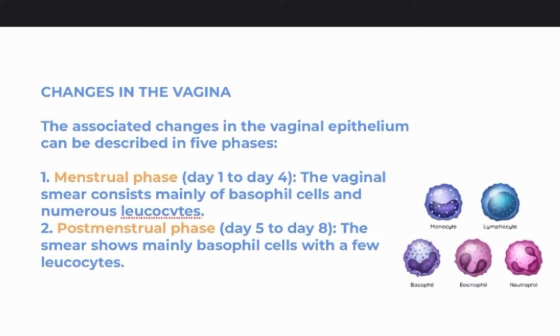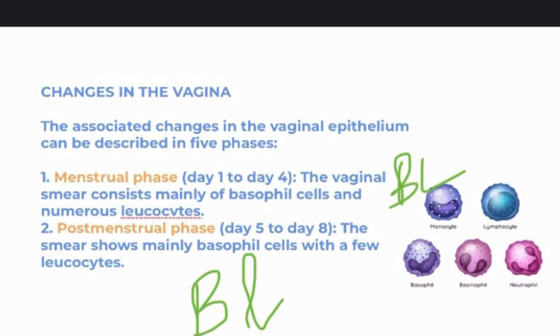First is the menstrual phase. The vaginal smear contains mainly basophil cells and numerous leukocytes. Basophil cells and leukocytes both will be numerous. The other is the postmenstrual phase, where mainly basophil cells are seen and very few leukocytes. You can keep the menstrual and postmenstrual phases in mind by remembering capital B and capital L in the menstrual phase, which is more basophil cells and more leukocytes. In the postmenstrual phase, remember capital B, which is more, and small l, which is less. Leukocytes are less and basophil cells are more.